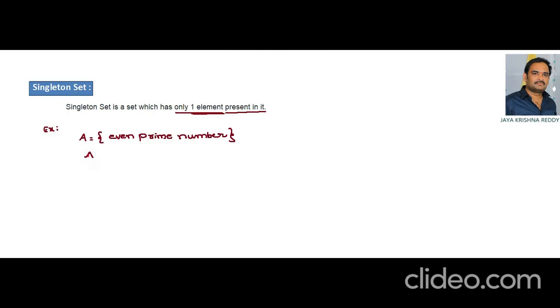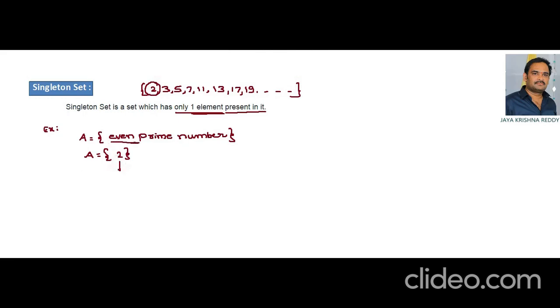So let us write what the even prime number is. Even prime number is nothing but 2, because the prime number set is 2, 3, 5, 7, 11, 13, 17, 19, and so on. From these prime numbers, 2 is the only prime number which is an even number also. So even prime number is nothing but 2.